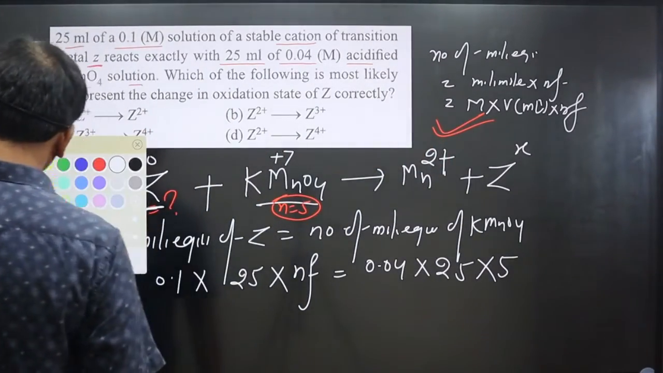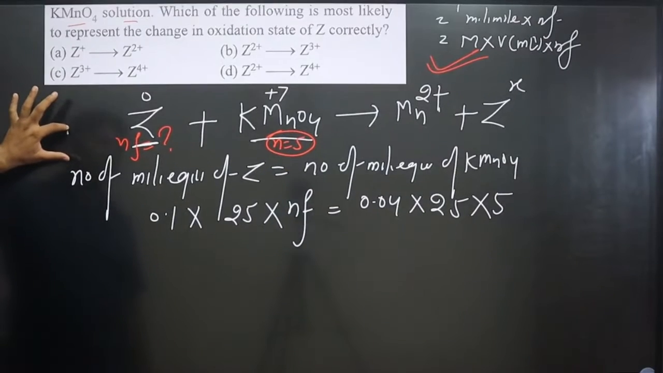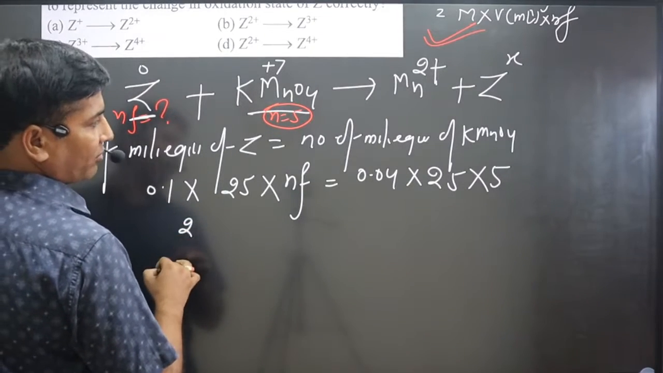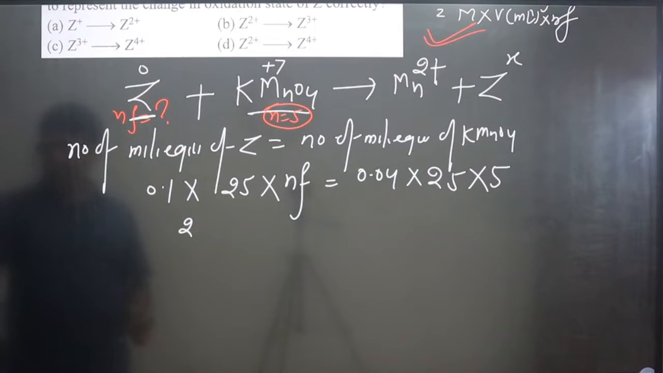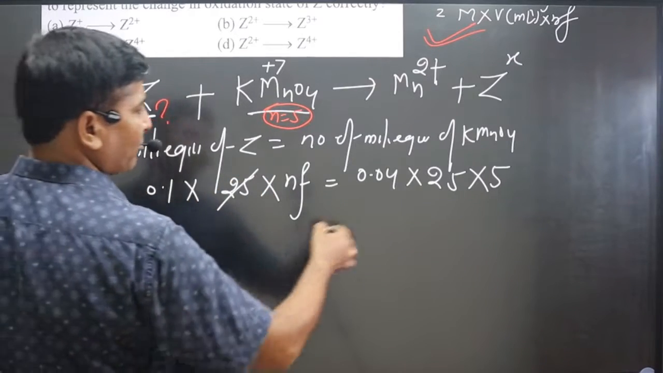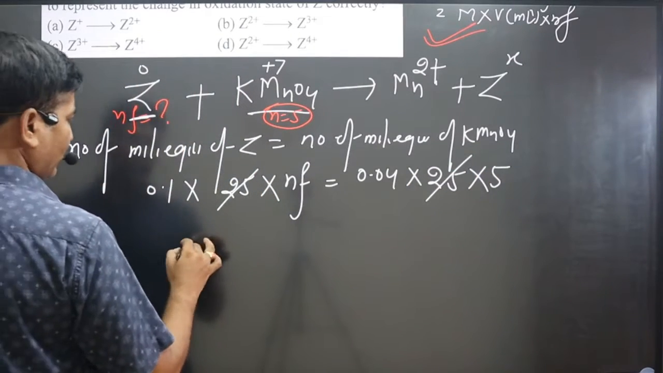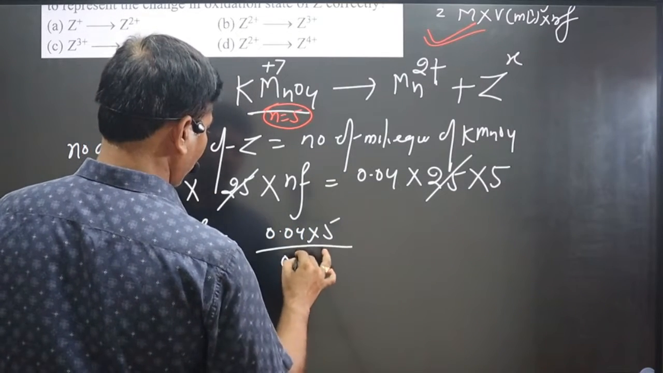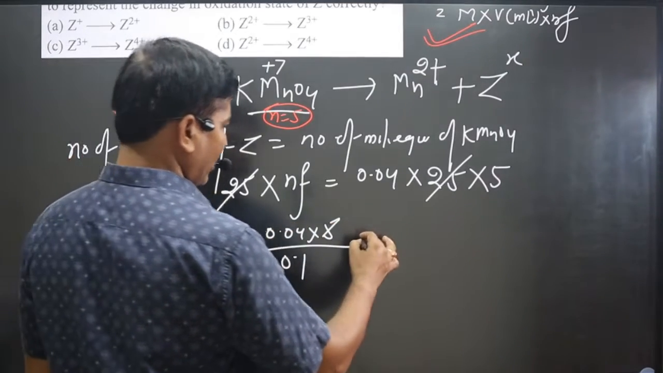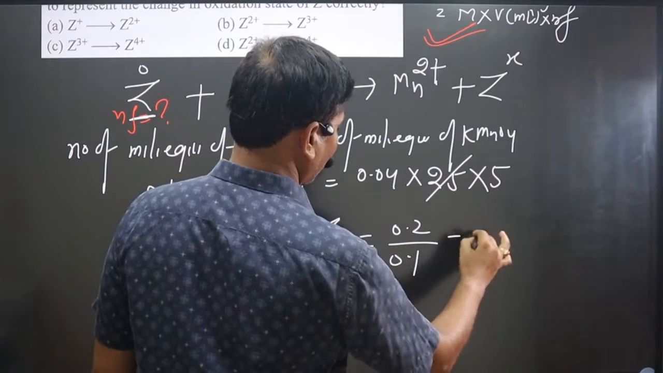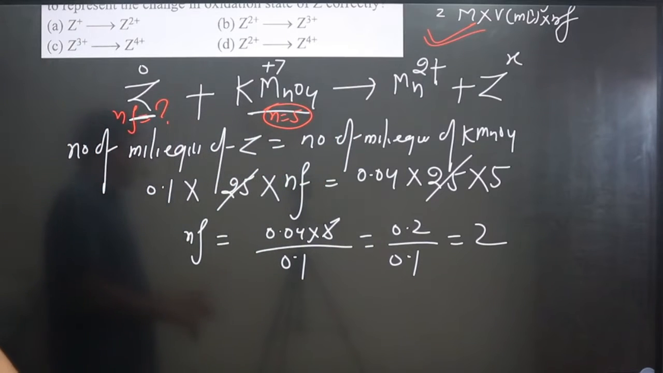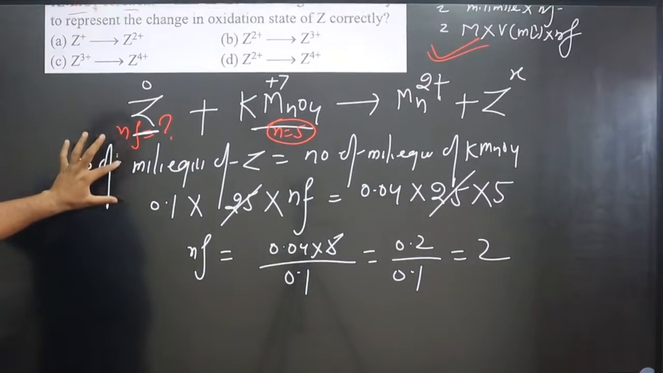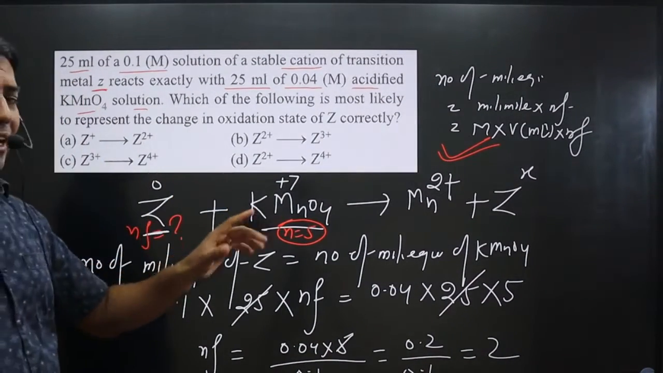Now let's simplify. The 25 directly cancels, then we have n factor is equal to 0.04 multiplied by 5 and divided by 0.1. 5 times 4 is 20, so this is 0.2 divided by 0.1, which is equal to 2. The n factor value we got is 2 for Z, the transition element.